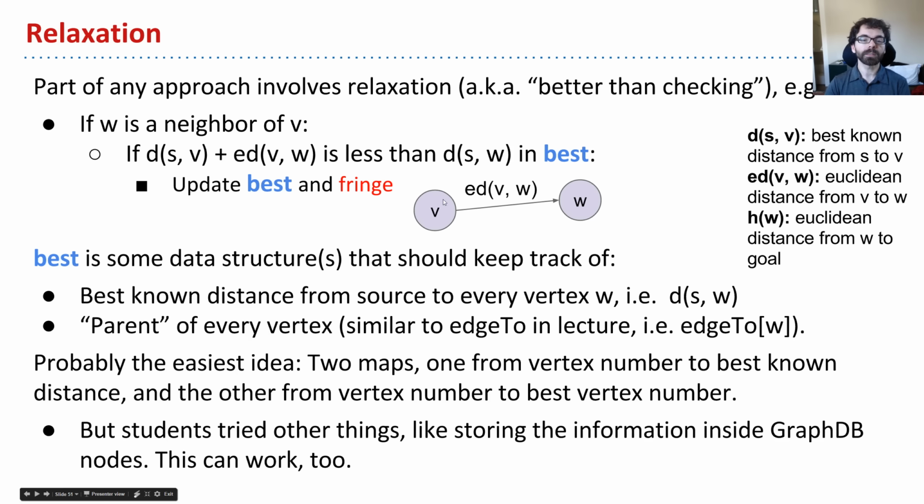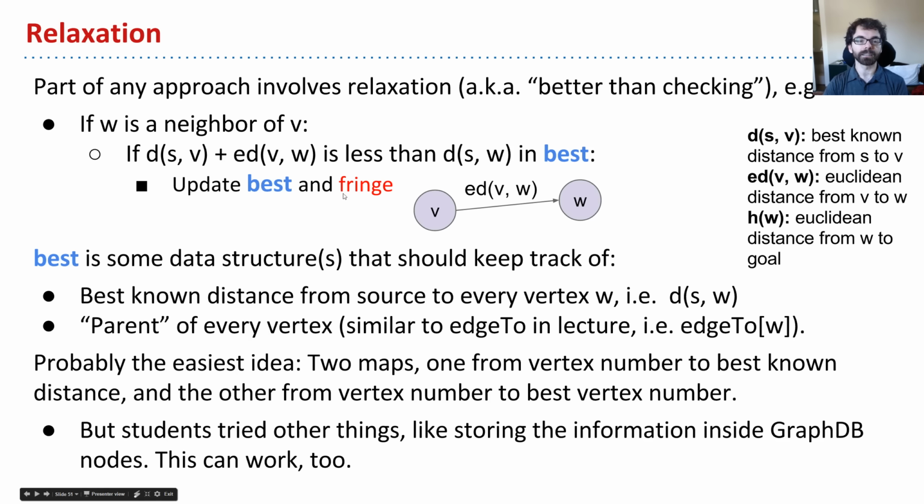Suppose the vertex we've most recently dequeued is V, and we're considering all of V's neighbors, and one of those neighbors is W. Well, we relax this edge from V to W, and that basically means this. Since W is a neighbor of V, we ask: is the distance from the source to V plus the edge weight from V to W better than what I've already stored for the best known distance from source to W? Here DSV refers to the entire path from S to V, and we have that stored in some kind of data structure I'll call best.